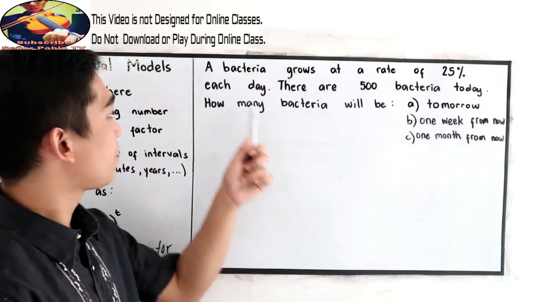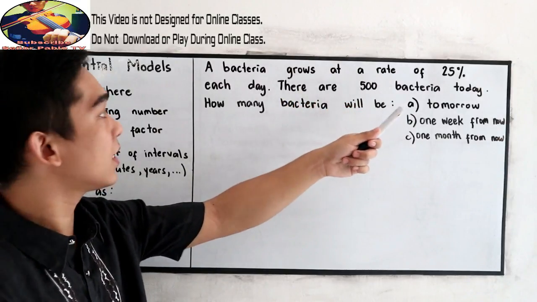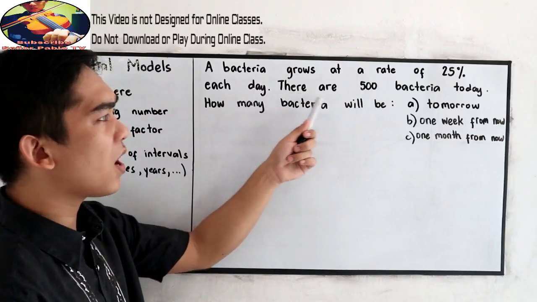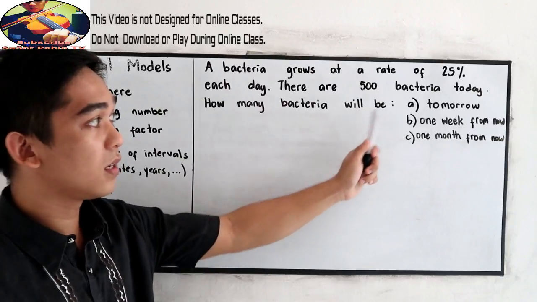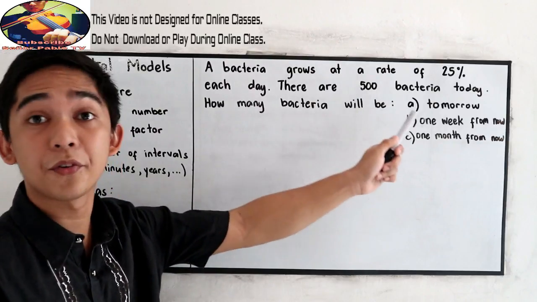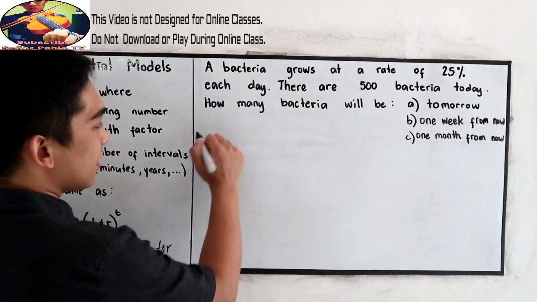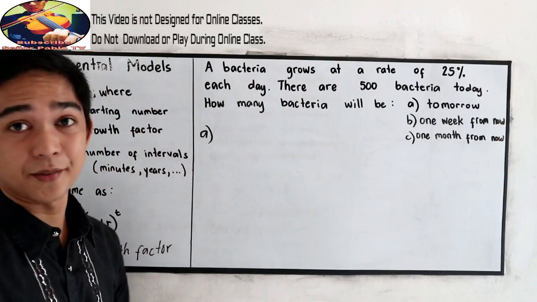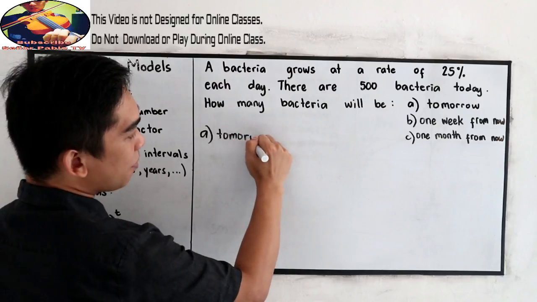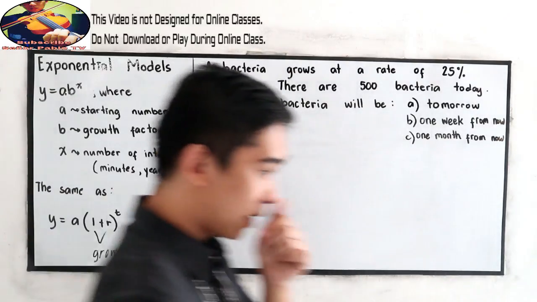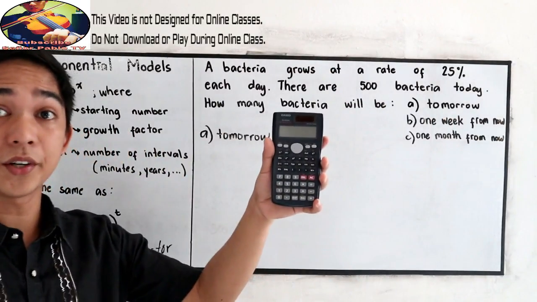The problem is a bacteria grows at a rate of 25% each day. There are 500 bacteria today. How many bacteria will be A, tomorrow, B, 1 week from now, C, 1 month from now? Let's solve letter A, tomorrow. There will be how many bacteria tomorrow? Of course, use your calculator.